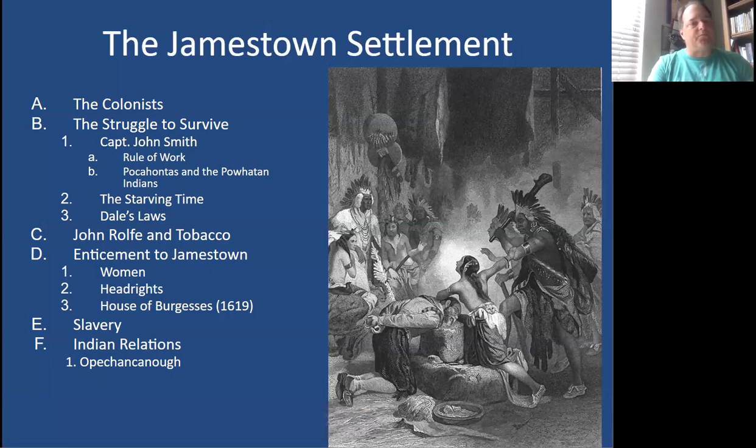Pocahontas. Well, we have no reason to doubt this encounter exactly, but we may question if it meant exactly what John Smith thought it meant. Now, he may have just thought Pocahontas was enamored with him.